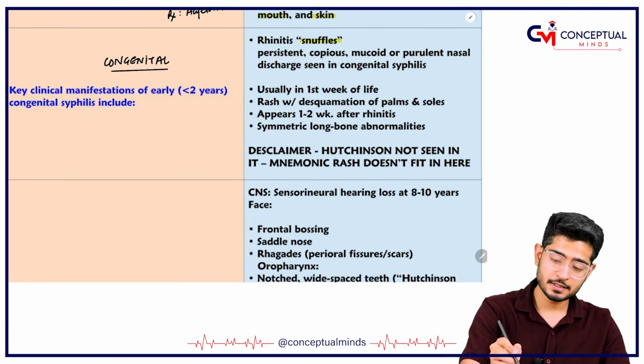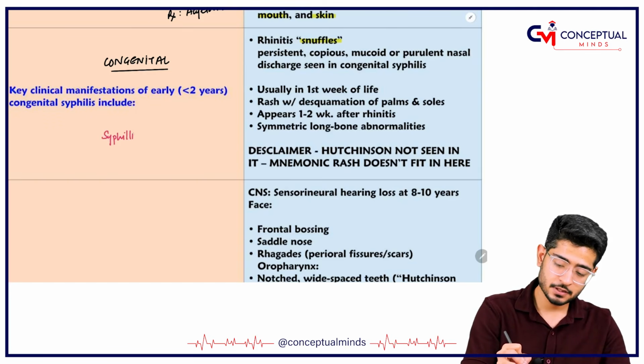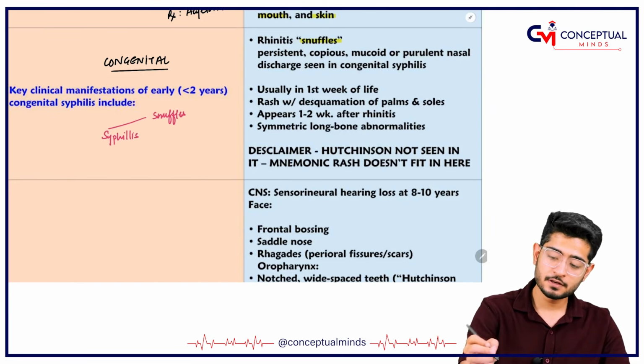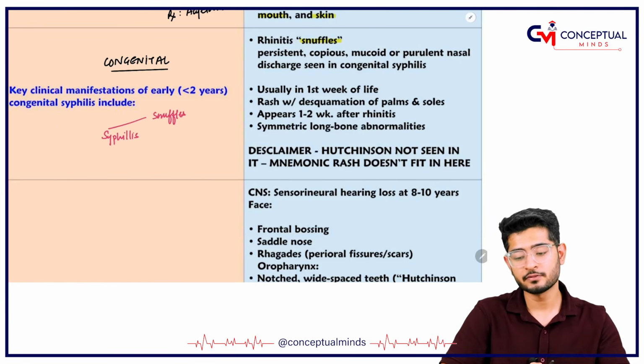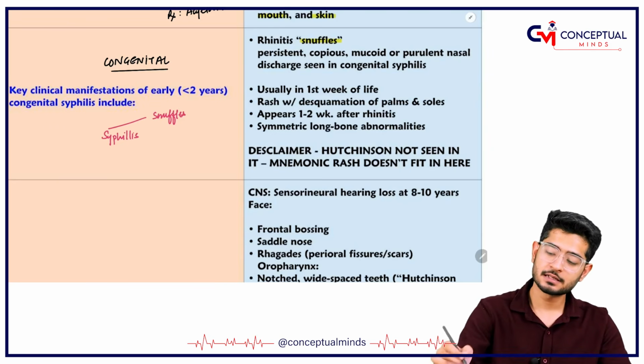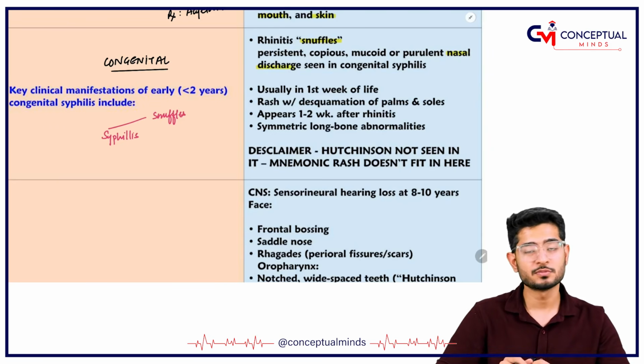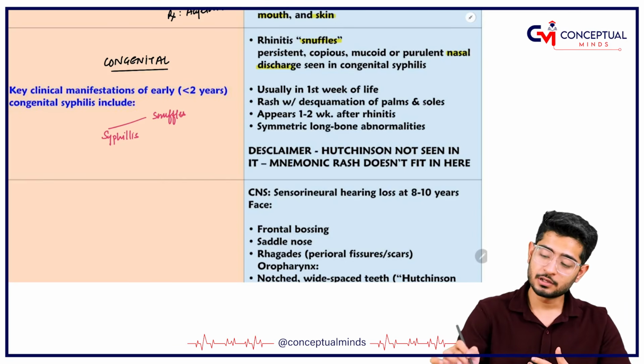First of all, let's understand this. S for syphilis, S for snuffles. So syphilis is going to be there having snuffle. What is snuffle? It is a persistent copious mucoid discharge. So basically snuffle is nothing but a nasal discharge which is seen in congenital syphilis. Then syphilis comes with the palm and sole rash with the desquamation.